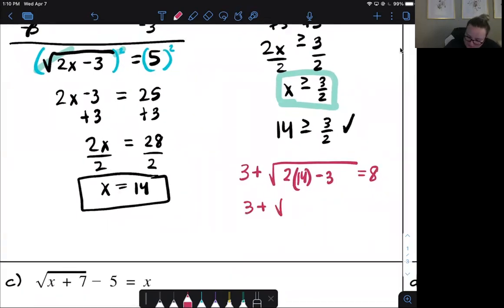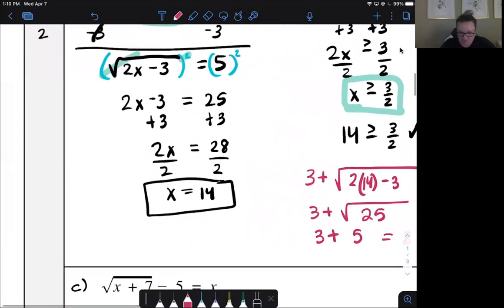3 plus the square root of 2 times 14 is 28, minus 3 is 25. 3 plus the square root of 25 is 5, equals 8. 3 plus 5 is 8. So our solution of x equals 14 does work. We're going to circle it and leave it as our final answer.